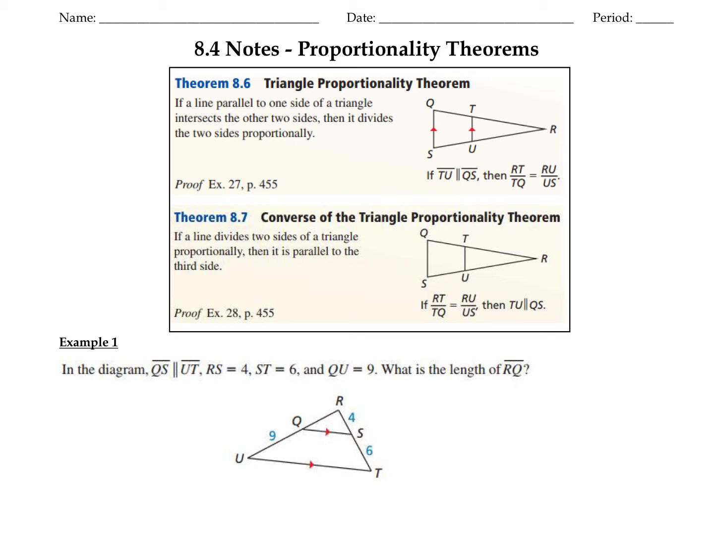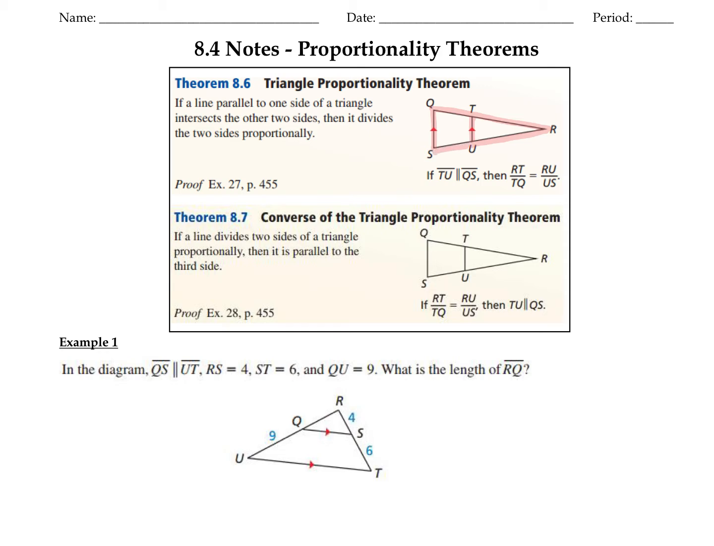The triangle proportionality theorem says if a line parallel to one side of a triangle intersects the other two sides, then it divides the two sides proportionally. So in this picture to the right, if TU is parallel to QS, then we know that RT over TQ has to be equal to RU over US.